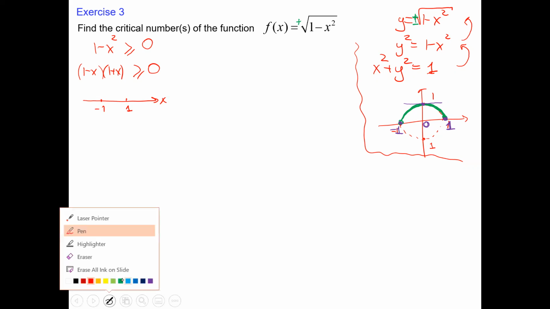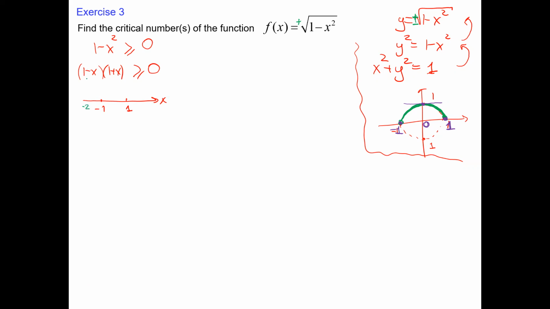When we put in a test value, for instance -2, and substitute here, then we will know the sign. 1 minus -2 is positive. 1 plus -2 is negative. Negative times positive is negative. Let's take the test value 0. 1 minus 0, 1 plus 0, of course, is 1 times 1, positive. And then let's take 2. 1 minus 2 will be negative. 1 plus 2 will be positive. Negative times positive, negative. And we're looking for greater than or equal to 0. We're accepting the endpoints and only that interval.